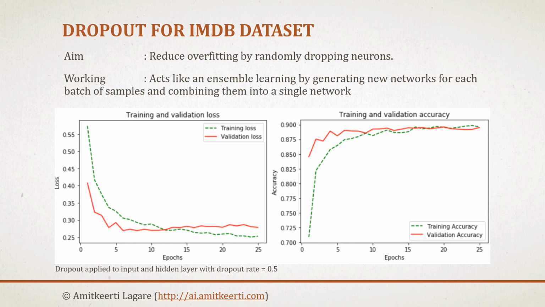When dropout was applied to the IMDB dataset at both the input layer as well as hidden layer, and the dropout rate was set to 0.5, we observed 3 interesting results. Number 1, the overfitting gets substantially reduced. Number 2, the loss gets reduced compared to L1 and or L2 regularization. And number 3, the accuracy reached close to 90%.